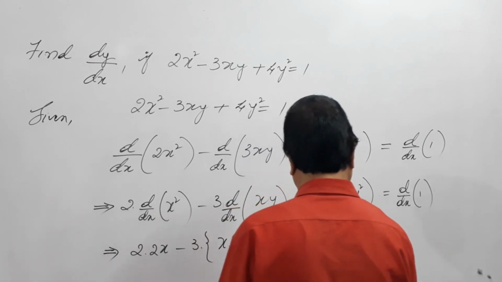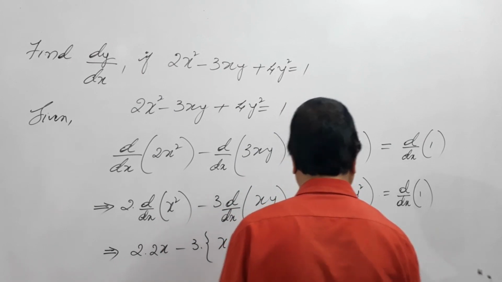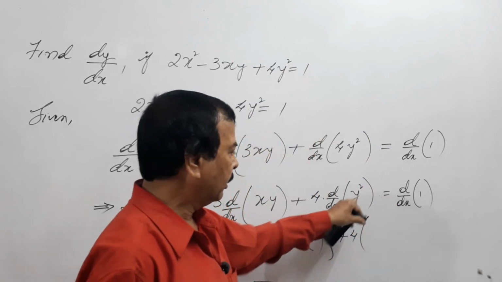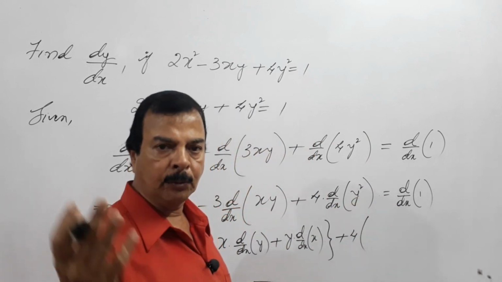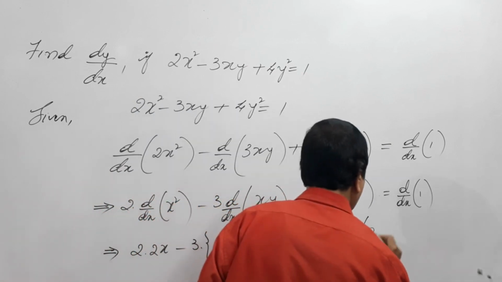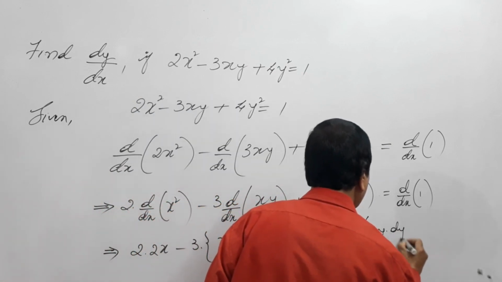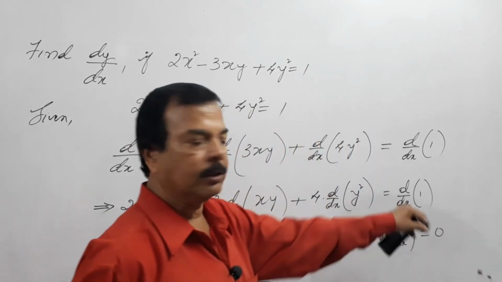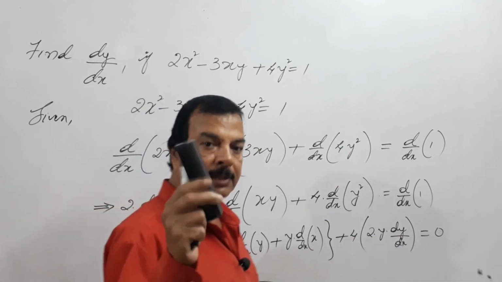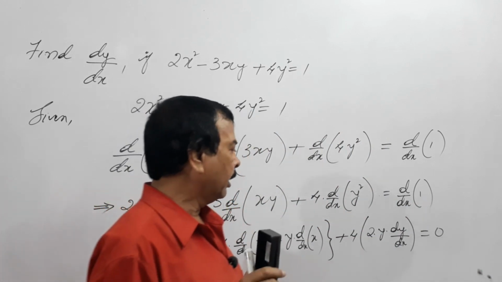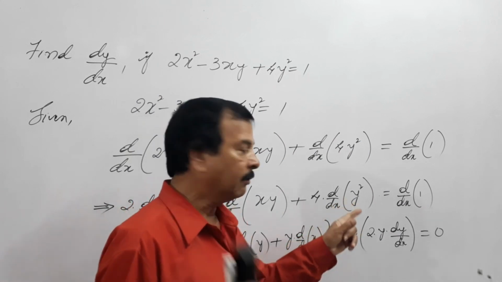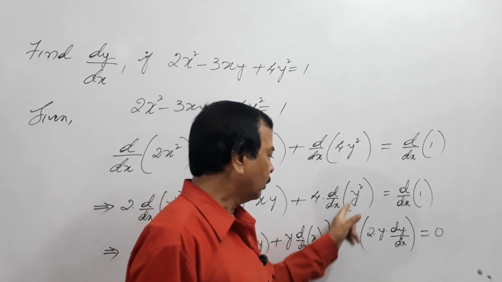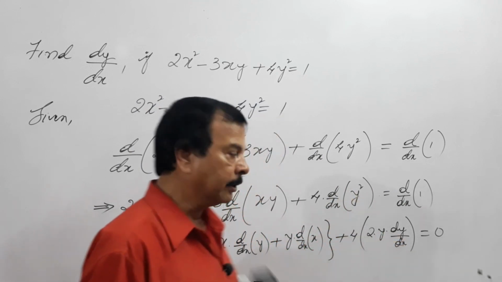plus four into y square. This will be as x to the power of 2. Similarly, you have to write this 2y into dy by dx, this equals to 0. Differential of constant is 0. See here, in implicit functions, I once again inform you, you have to differentiate y also with respect to x. So here this becomes 2y into dy by dx. Remember this. Now what I have to do?